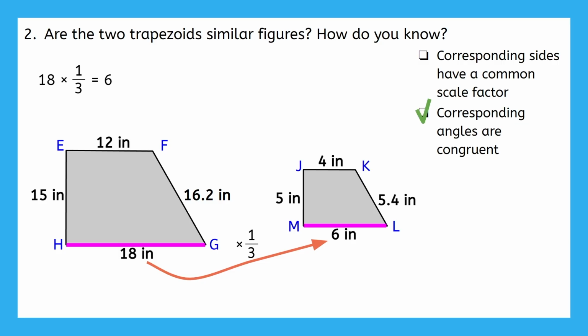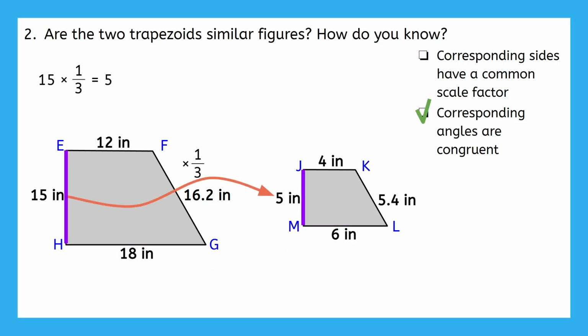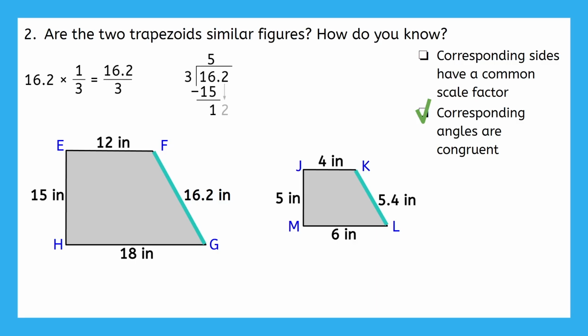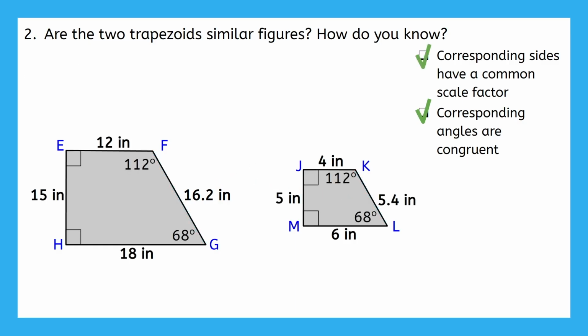18 times 1/3 is 6. 15 times 1/3 is 5. 12 times 1/3 is 4. And how do we get from 16.2 to 5.4? Does multiplying 16.2 by 1/3 work here too? Well, let's see. 16.2 divided by 3 is 5.4. All right, the scale factor works here too. We've checked all 4 pairs of corresponding sides, and they have a common scale factor.